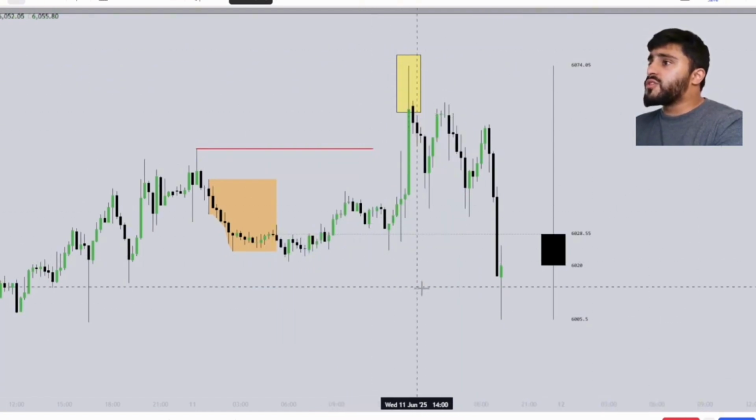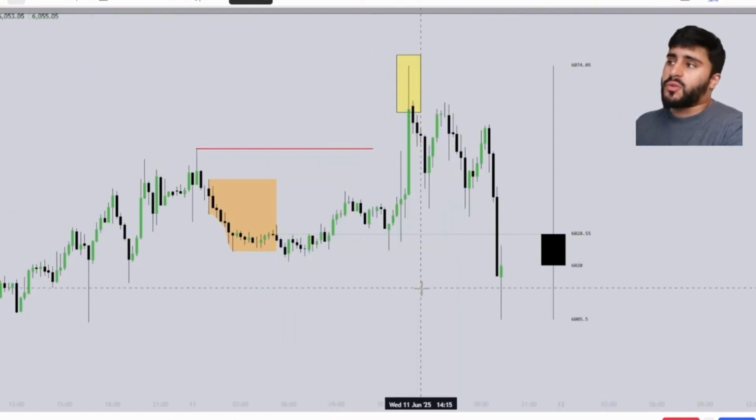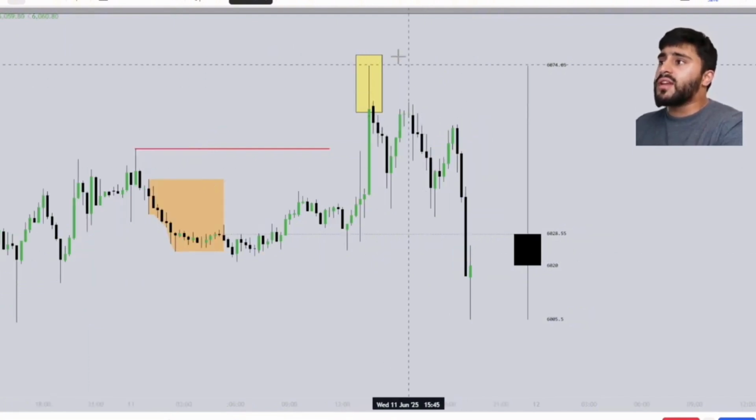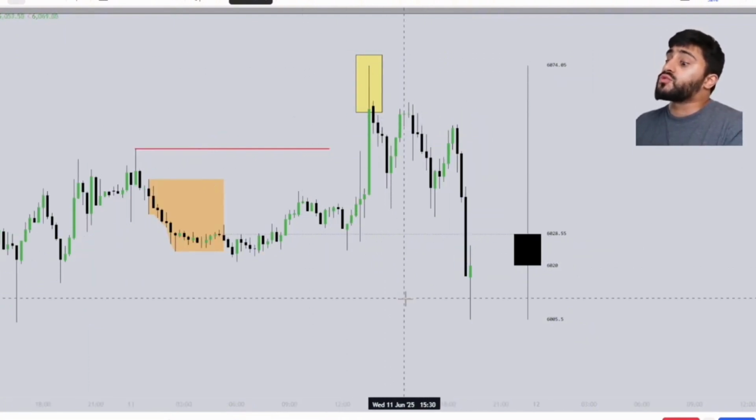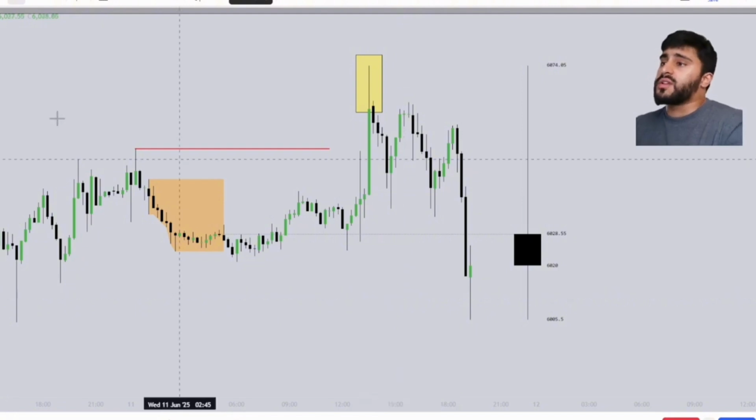Now, this is what you can refer to as the high of the day, or the ICT Judas swing, or the manipulation. It's simply an area where the market has aggressively gone towards. It is a liquidity sweep. So what makes a high probability liquidity sweep is what happens around that liquidity sweep.